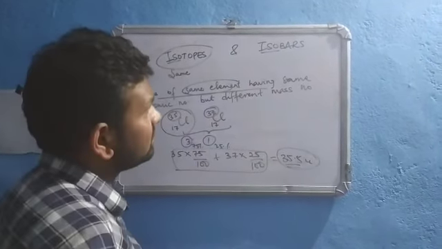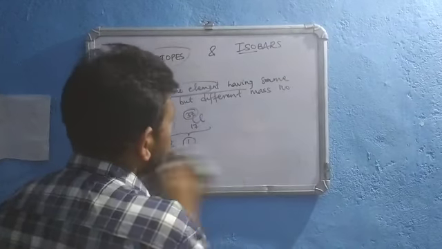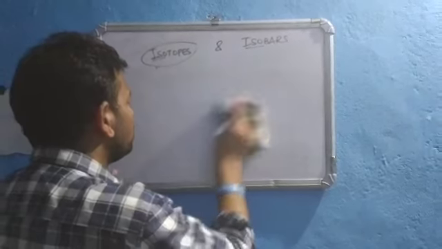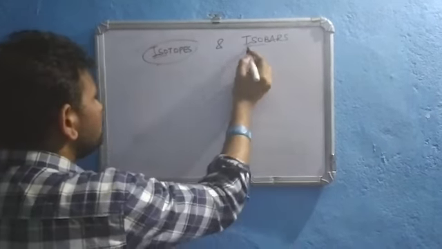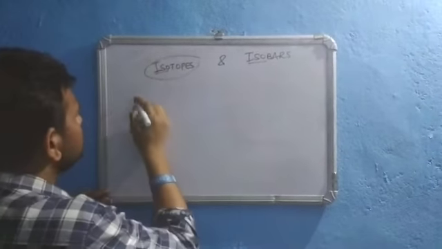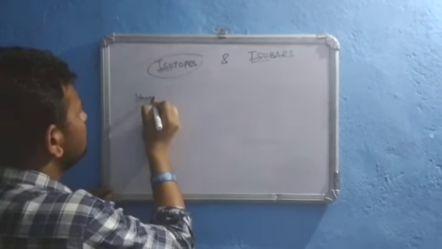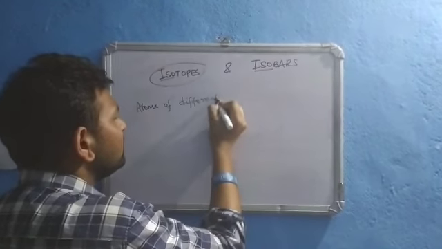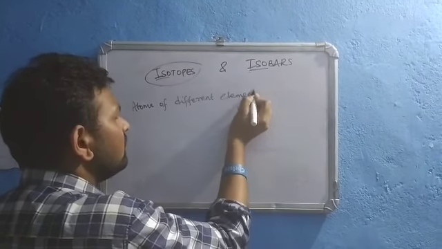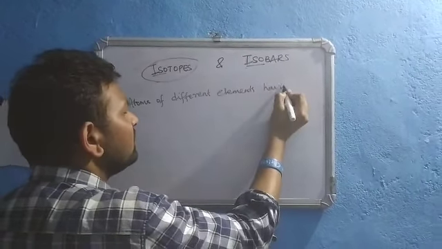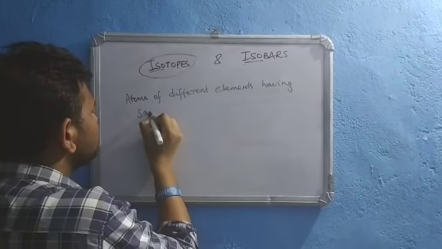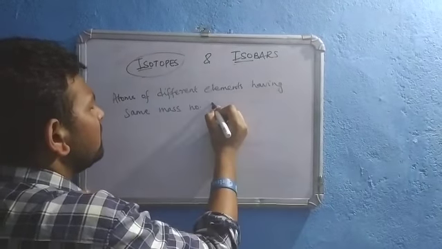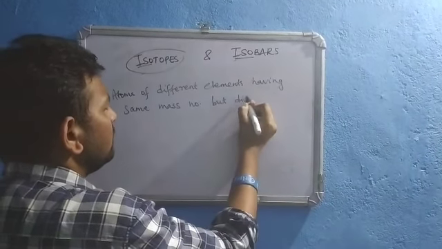Now let us quickly discuss about isobars. Okay, now iso means again same. Iso means same, but what is same here? Here in isobars, what we introduce is atoms of different elements having same mass number but different atomic numbers.